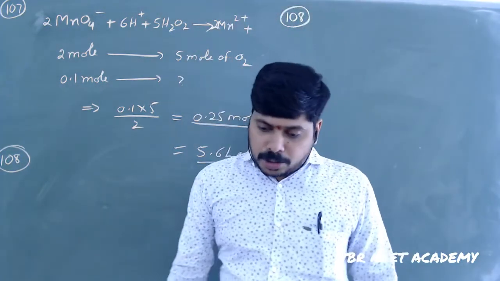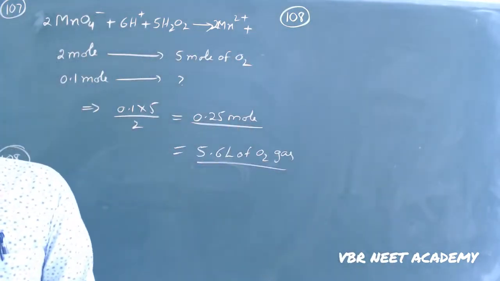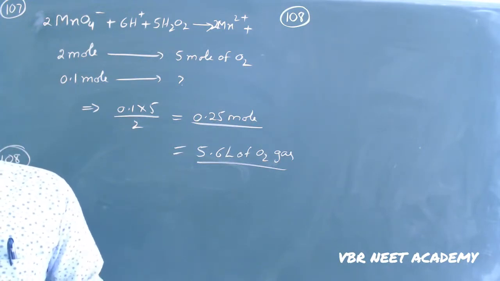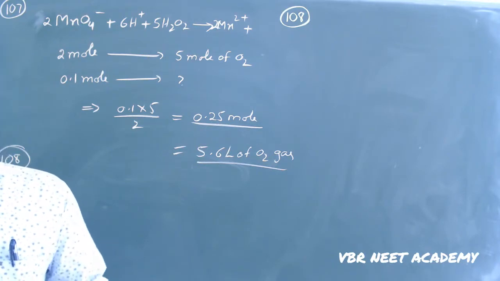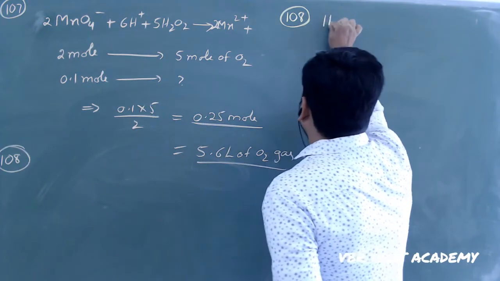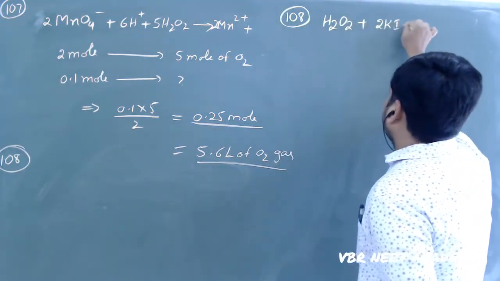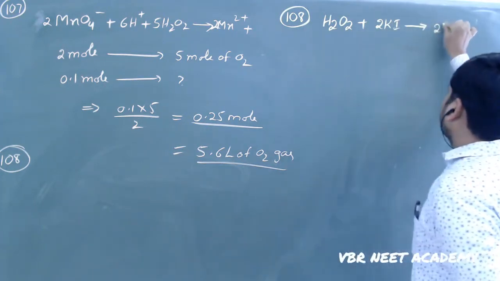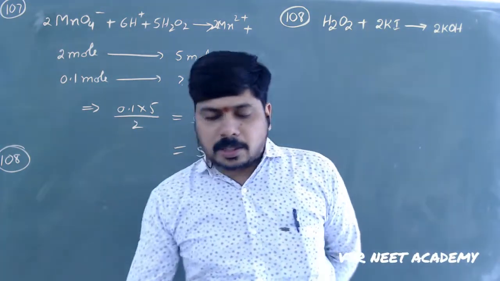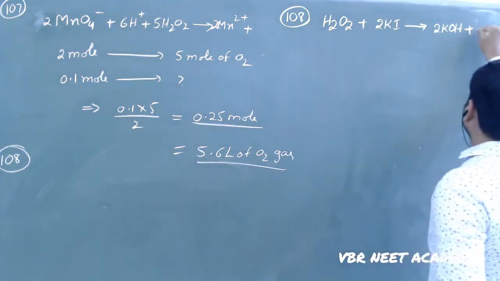In the 108th question, they have given 25 ml of H2O2 solution added to excess of acidified KI solution. For this, what is required? We are supposed to know the reaction between H2O2 and potassium iodide. Actually, this one is going to be a quantification. H2O2 plus 2 KI gives rise to 2 KOH plus I2. When you take H2O2, it liberates the iodine. So that is a quantification.